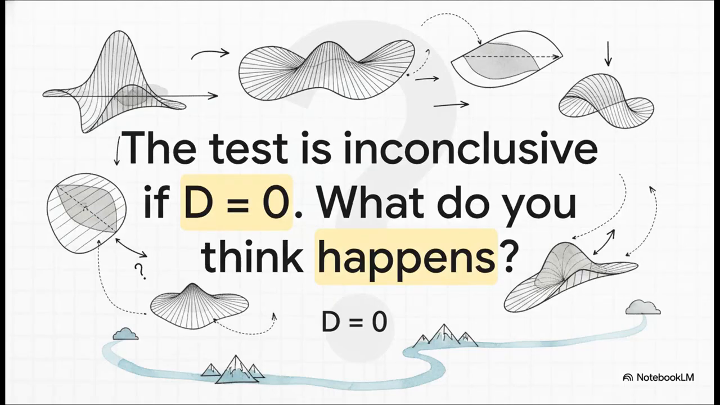And that's a wrap. You now have the full strategy for finding and classifying relative extrema. But think back to that table for a second. There was one case we kind of skipped over, wasn't there? What happens if D is exactly 0? Our test is inconclusive. It just fails. So what do you do then? What kind of weird, twisty surface could even cause that? That's a little something to chew on for next time.